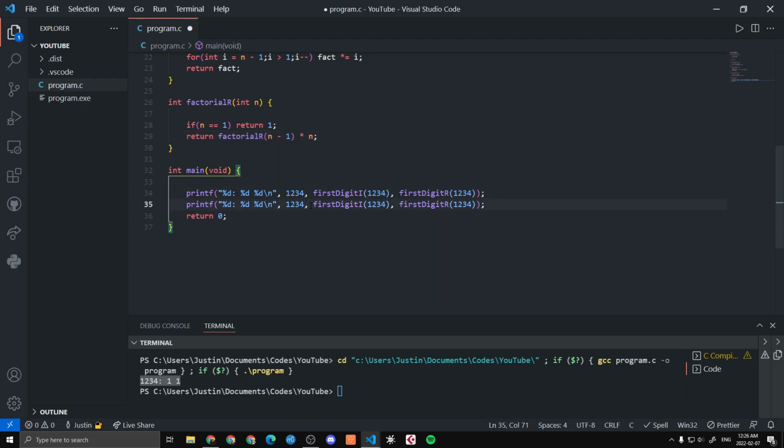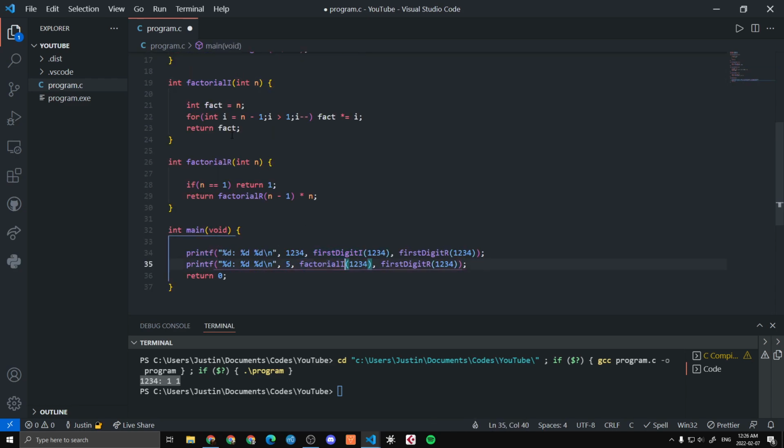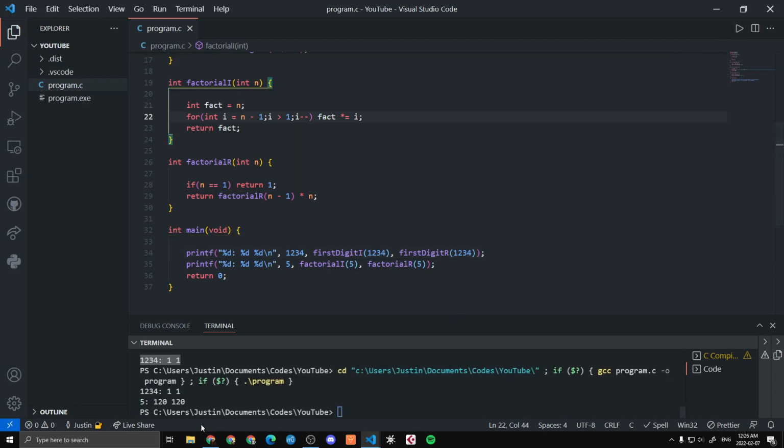So we're going to do this again. We'll do 5, and then we'll do factorial i there, factorial r here, and then we'll set these to 5. I use Control D to select and then get the multiple cursors in VS Code, if you're wondering. And if I run, bam, I get my factorials for both.